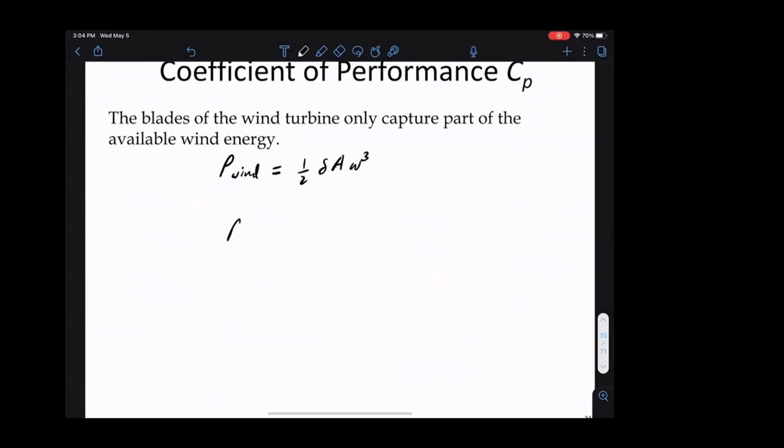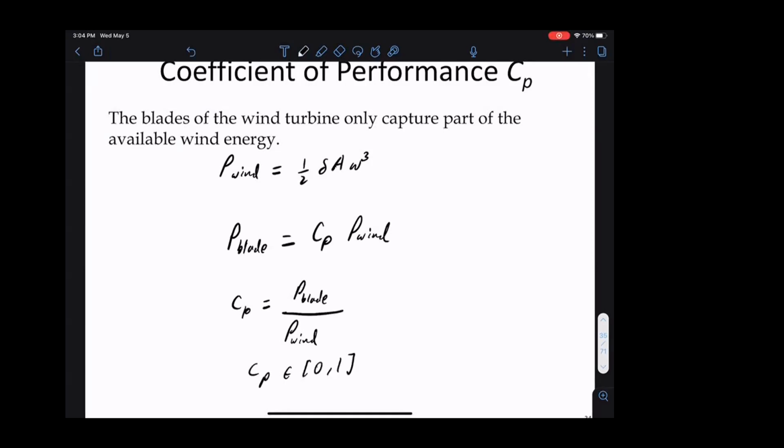The way we write how much we capture is that the power that actually goes into the blade is a coefficient multiplied by the power of wind. This is called the coefficient of performance. This is a measure of how much power you capture compared to the total available amount of power. So obviously this is a number between 0 and 1. You capture some fraction of the power in the wind.